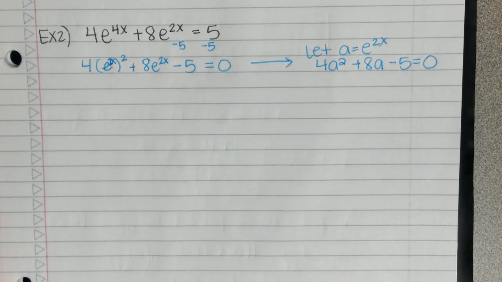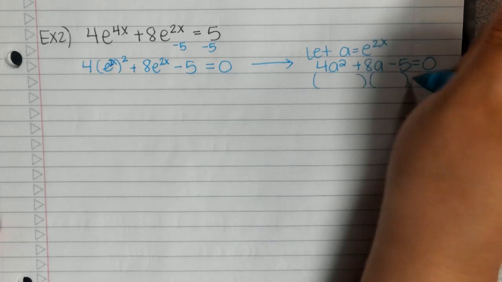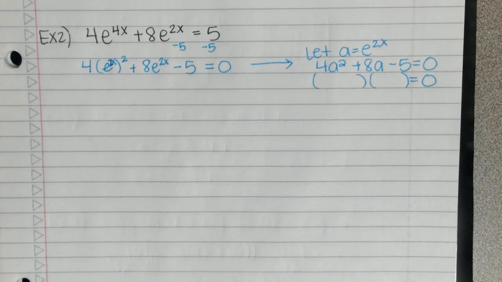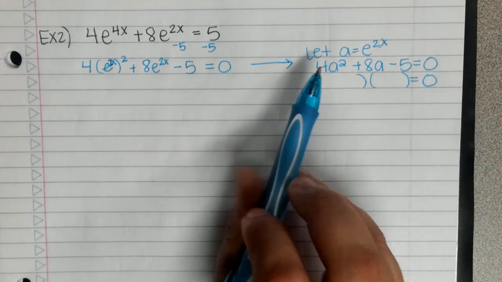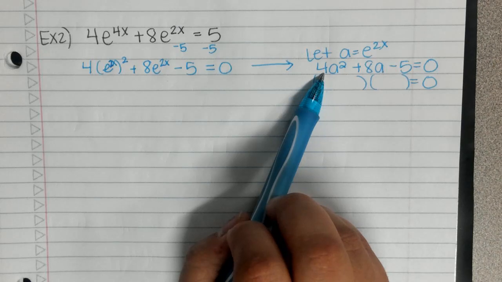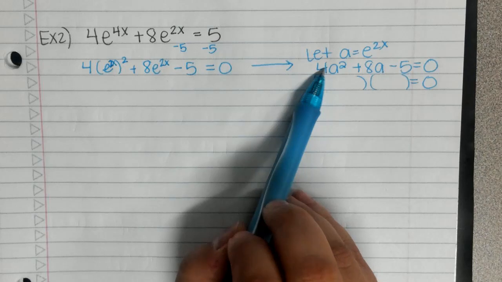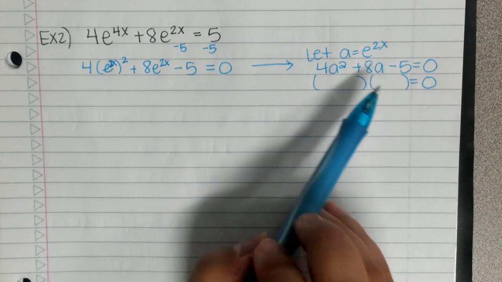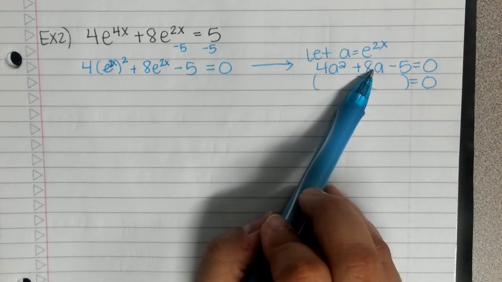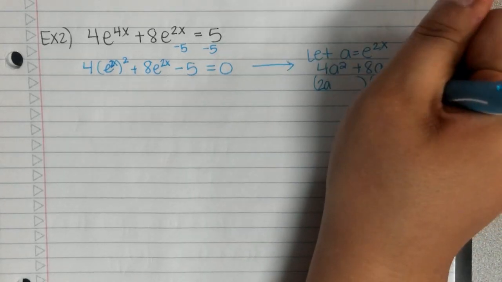And what do I do next? Factor. Well, how do I factor this problem? Okay, so 4a squared, don't you agree it could be 4a and a, or it could be 2a and 2a. And then I have 5. Is there any way if I put 4 in a, if I put 5 anywhere, can I get 8? No. So it's going to be 2a and 2a.